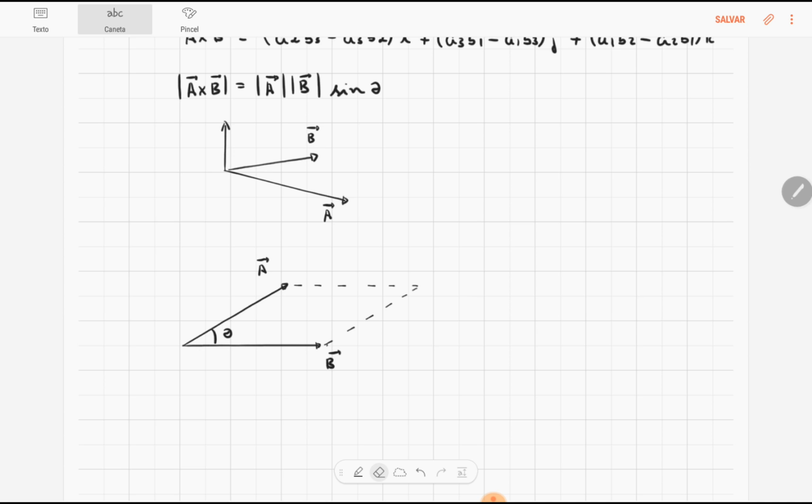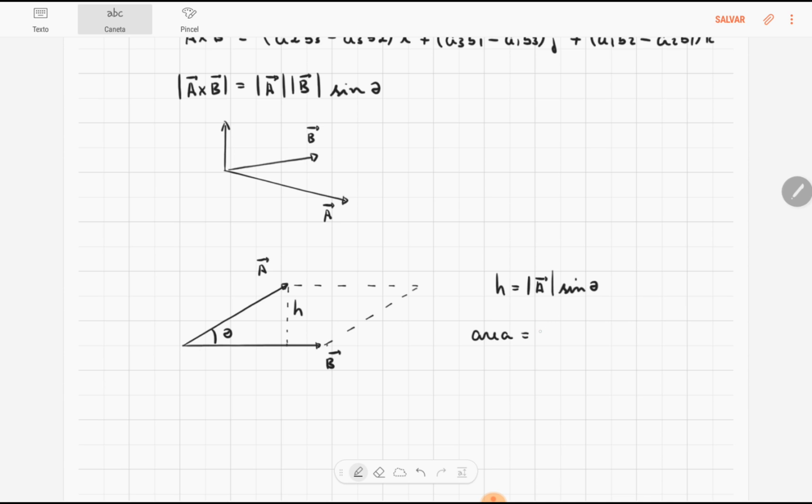The height of this parallelogram is this vertical dashed line, and I'm gonna denote it by letter H, and we know that the height is equal to the magnitude of vector A times the sine of the angle theta. So the area of the parallelogram is equal to the base, that is the magnitude of vector B, times the height.